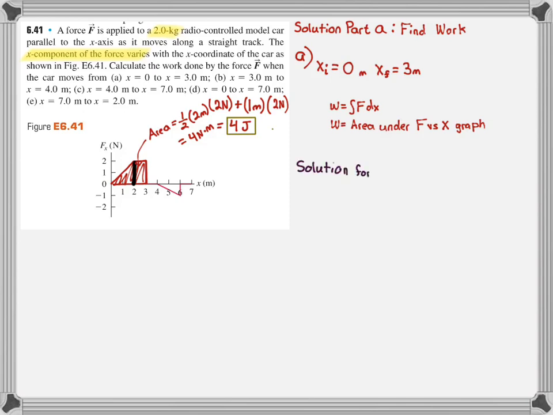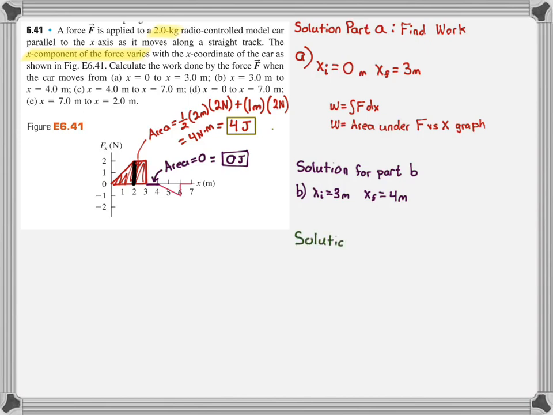For part B, they're pretty much asking us the same thing, except they're looking at the positions from the 3 meter to the 4 meter point. So we do the same thing again. We can use our graph. The area underneath the curve is actually 0 because it's a straight line, so no work was done because it doesn't have a height. So the work done from the 3 meter point to the 4 meter point was 0.